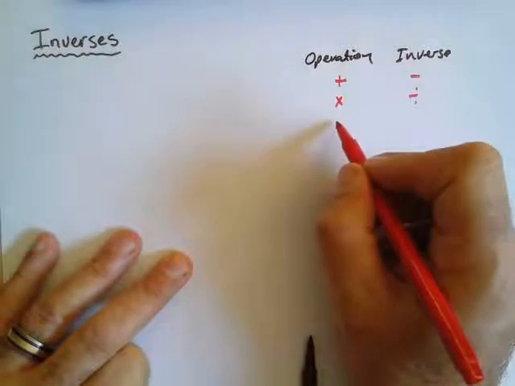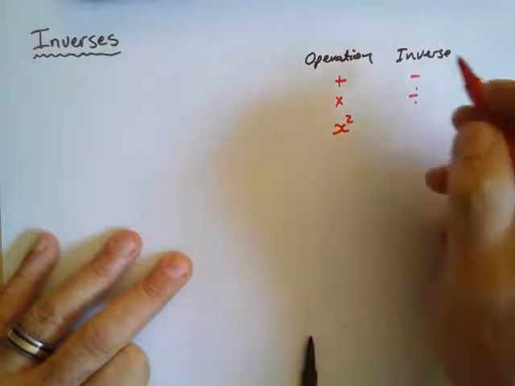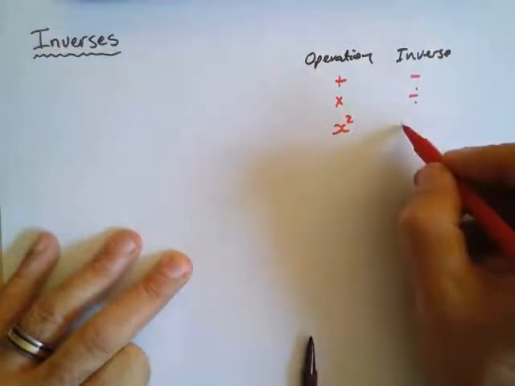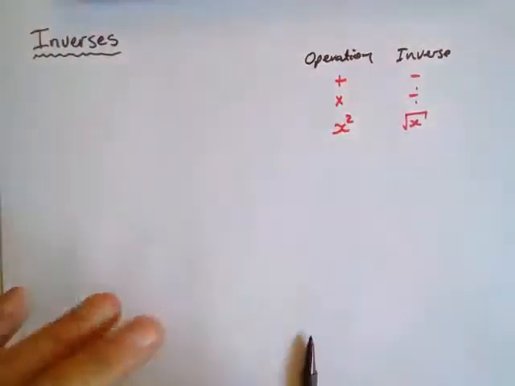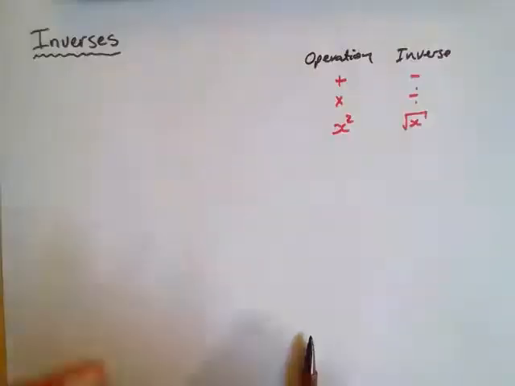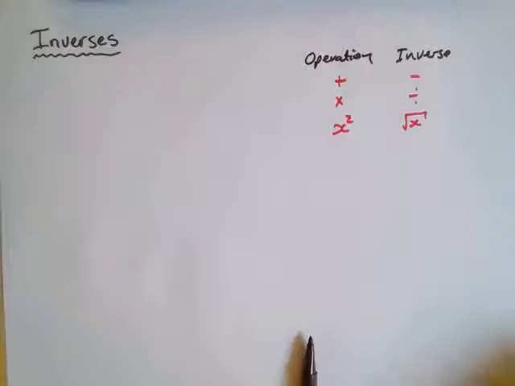If it is the square, so let's say x squared is the operation, the inverse that will get you the answer back will be the square root of x. It will take you back to whatever x squared was. So this is the operation and then the inverse operation.